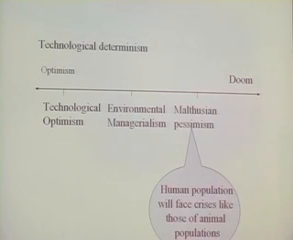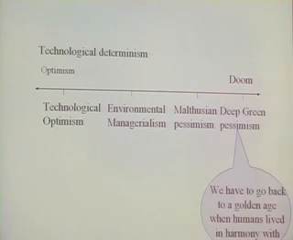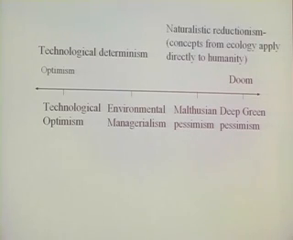Very common in academia and elsewhere is Malthusian pessimism, which assumes that humans are the same as animals and face similar crises. And then again, particularly in Santa Cruz, there is a deep green pessimism, which says we all have to go back and live on the land. Now, these suffer from a problem that they apply concepts from ecology directly to humanity. Neither of these assumptions of technological determinism or naturalistic reductionism do we think are actually applicable.